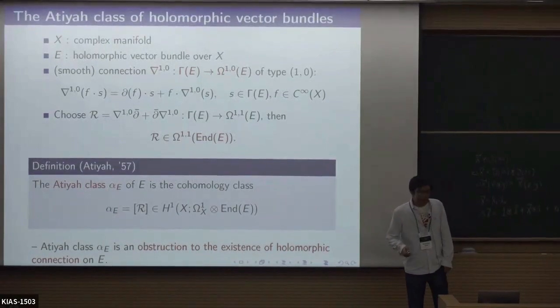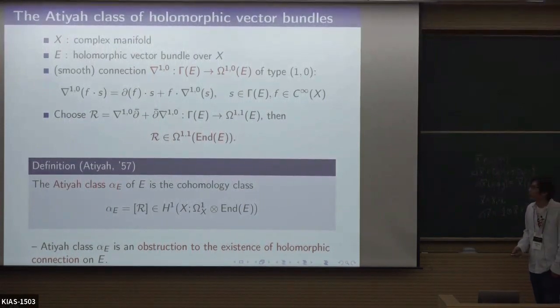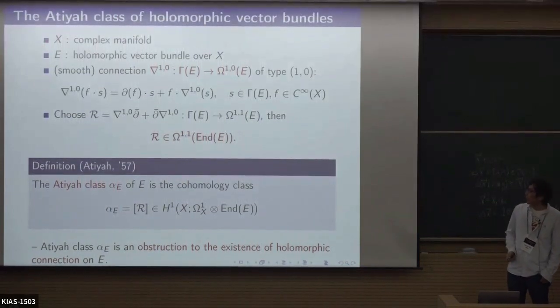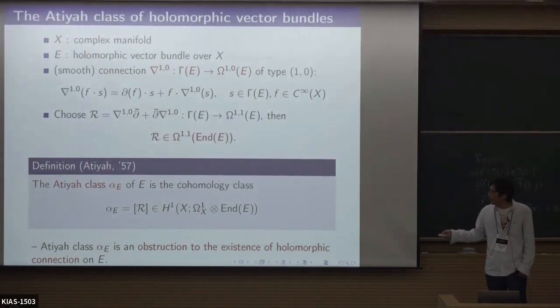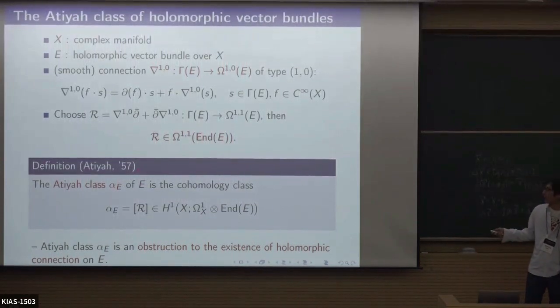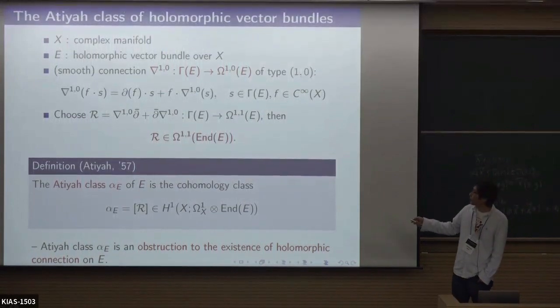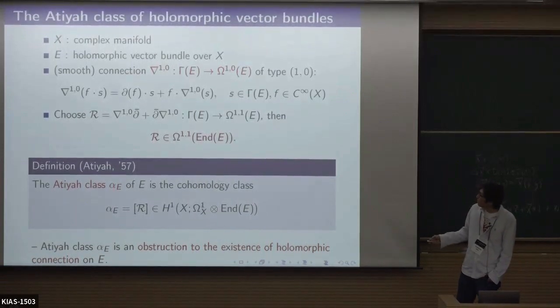Okay, so the Atiyah class was originally defined by Atiyah for a holomorphic vector bundle over a complex manifold. So if you have a complex manifold X and a holomorphic vector bundle E over X. Atiyah gave several equivalent ways of defining the Atiyah class, but one way we want to adopt is by looking at the smooth connection of type (1,0), so that a section of E goes to the holomorphic cotangent bundle tensor E.